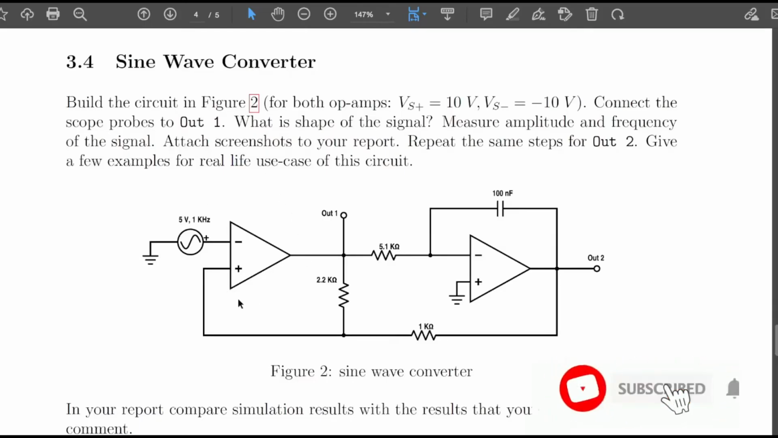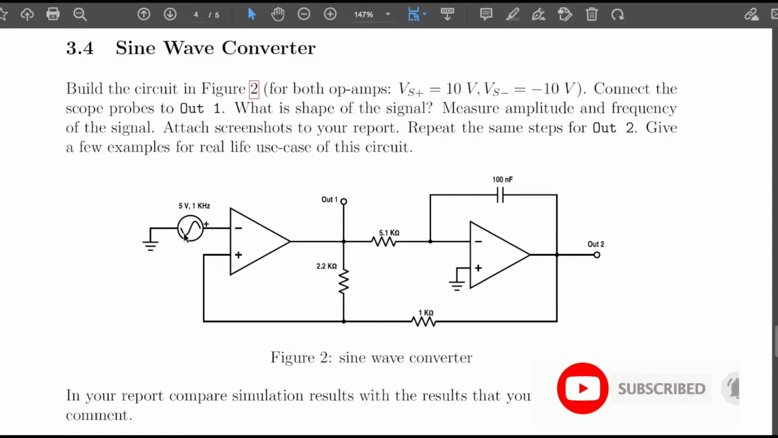Circuit built with two operational amplifiers. The input sine wave signal with the voltage of 5 volt and 1 kHz is given. And then the output of the first circuit will be the square wave. And then the square wave is given to the input of the second op-amp amplifier.